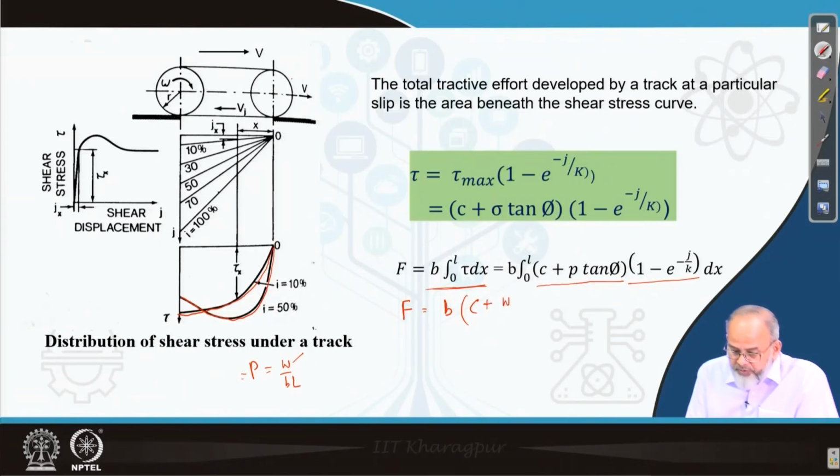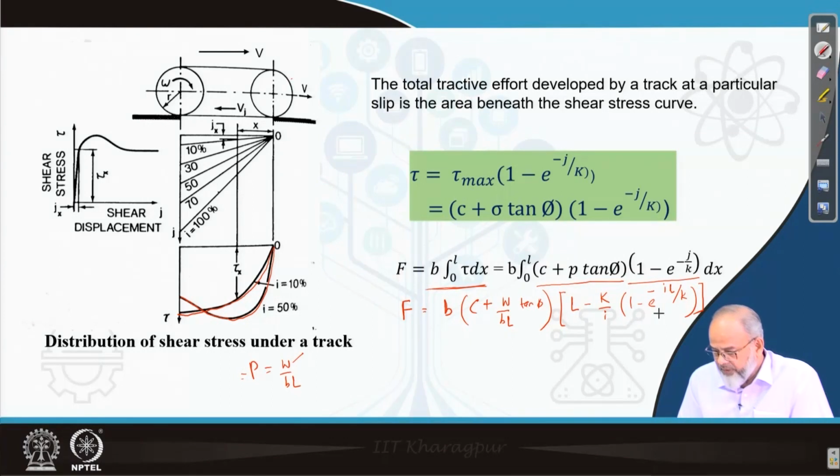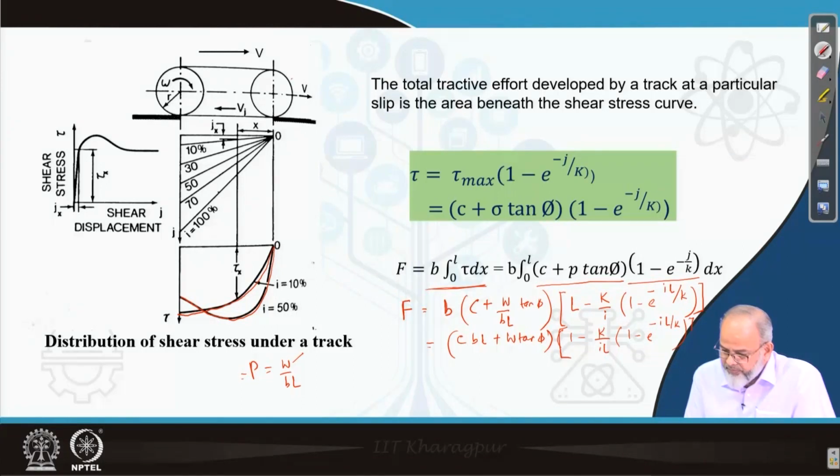So C plus W by BL tan phi, then L minus K by I into 1 minus e to the power minus I L by K. Now if I take L common out, then it will be CBL plus W tan phi into 1 minus K by IL into 1 minus e to the power minus IL upon K. This will be the final expression for thrust.